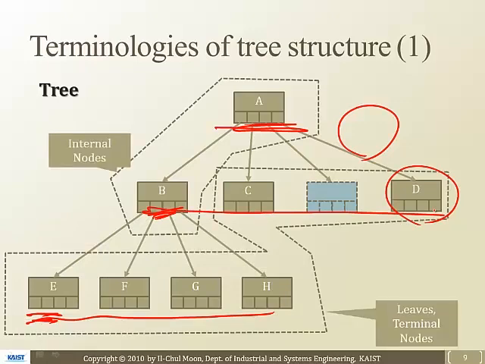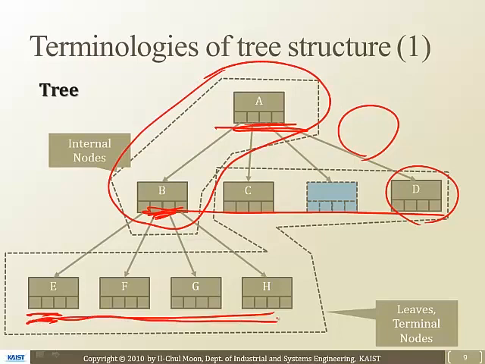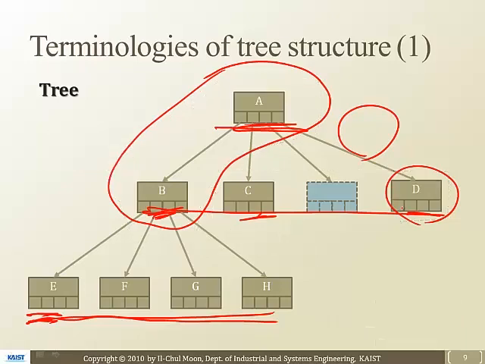Great. And we are going to call A and B internal nodes. These are not leaves. Leaves are the nodes at the end of these tree structures: E, F, G, H, and C and D. There is no next node after these nodes. These are called leaves, and also terminal nodes. And if a node is not a leaf or terminal node, it is an internal node, right?